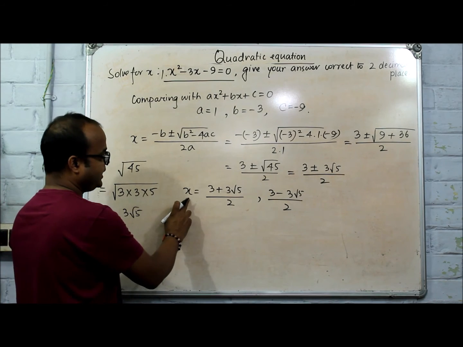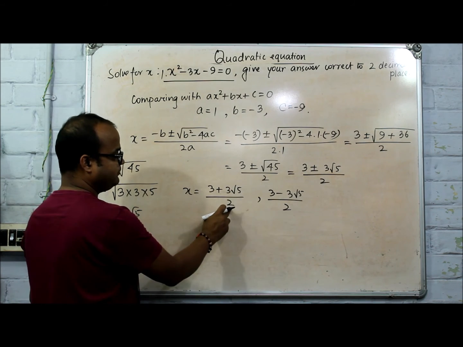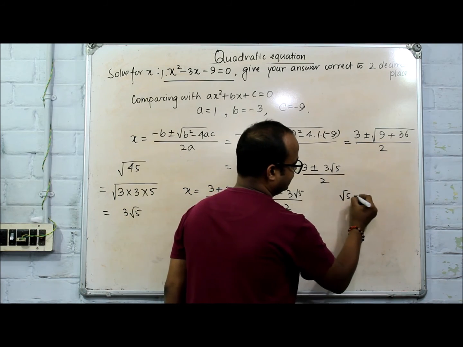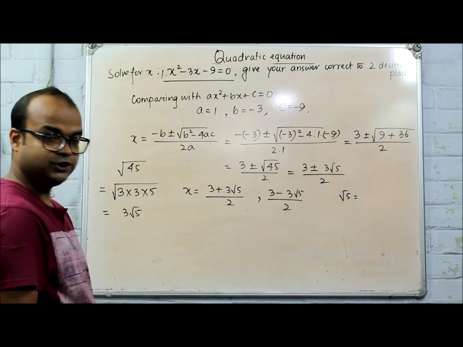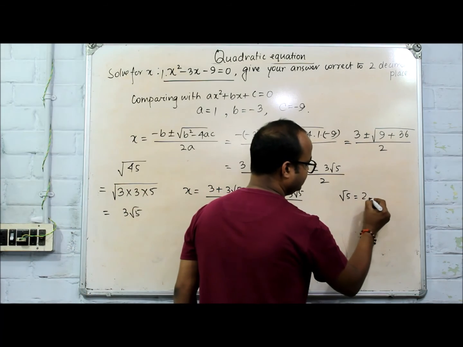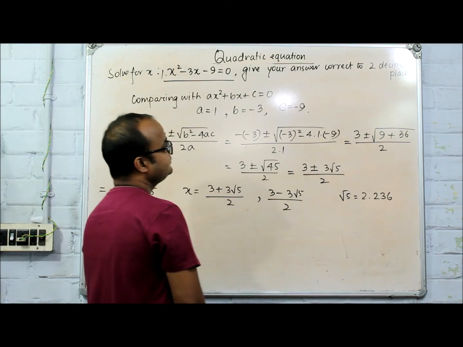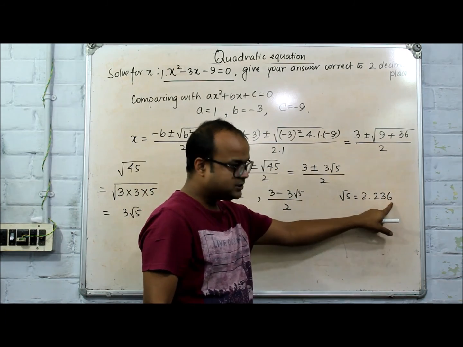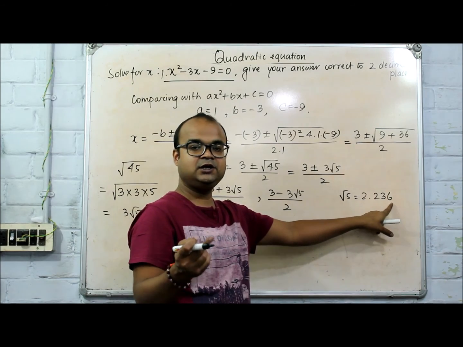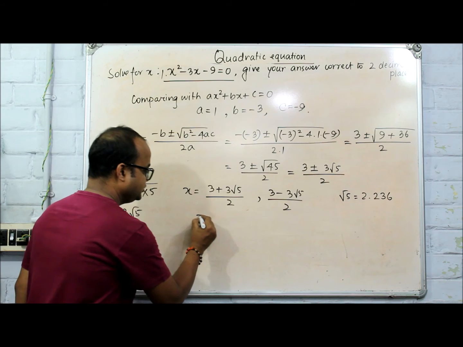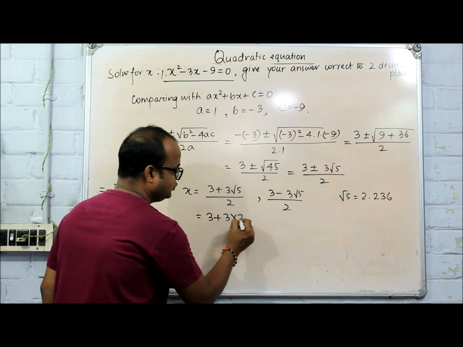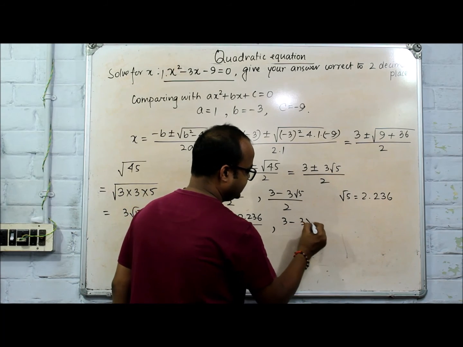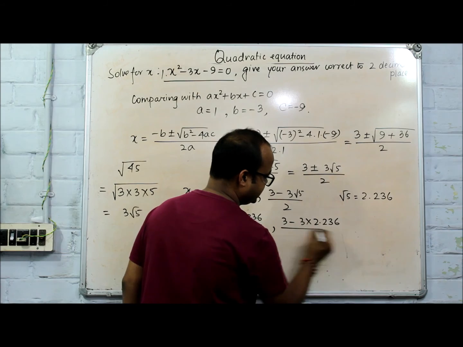So we will get the value of x is equal to 3 plus 3 root 5 by 2, 3 minus 3 root 5 by 2. Root 5 value is equal to 2.236. So we have to correct to 2 decimal places. We calculate till 3 decimal places, and in the final answer we write the answer in 2 decimal places. So 3 plus 3 into 2.236 by 2 and 3 minus 3 into 2.236 by 2.